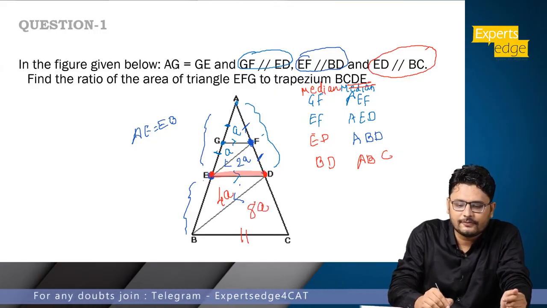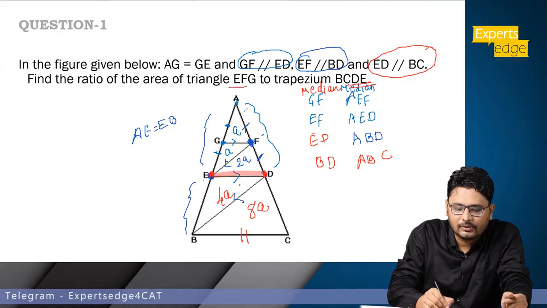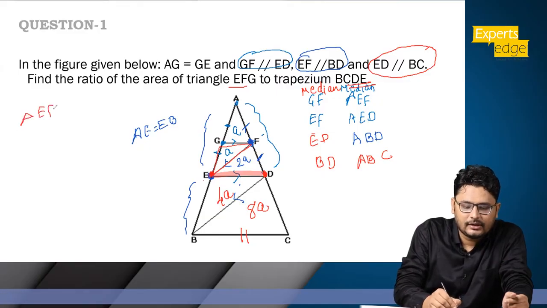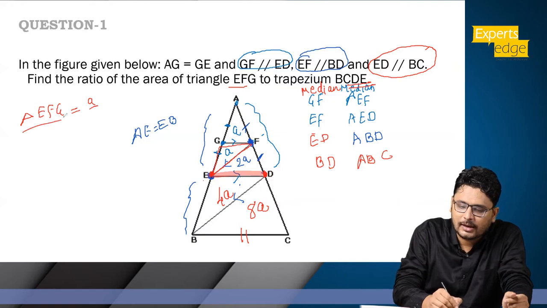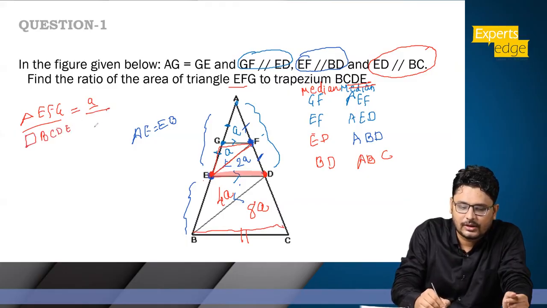Now what he has given, what is he asking? In fact, area of triangle EFG. Can you see what is the area of triangle EFG? EFG is nothing but A. So area of triangle EFG is equal to A. And what is the trapezium BCDE? BCDE is how much? 12A. So trapezium BCDE, it is 12A.